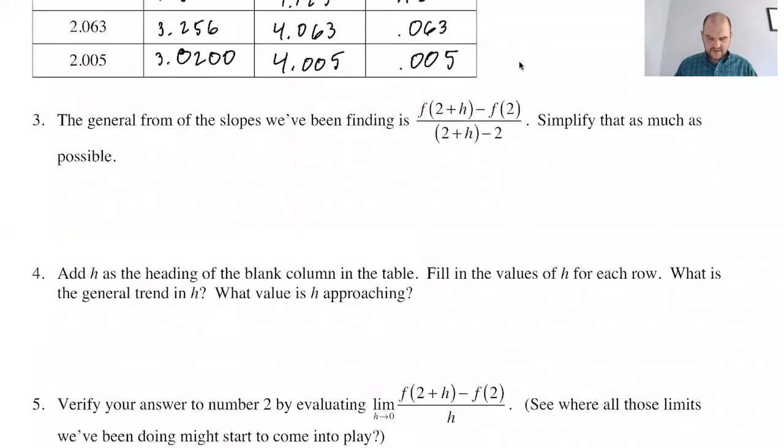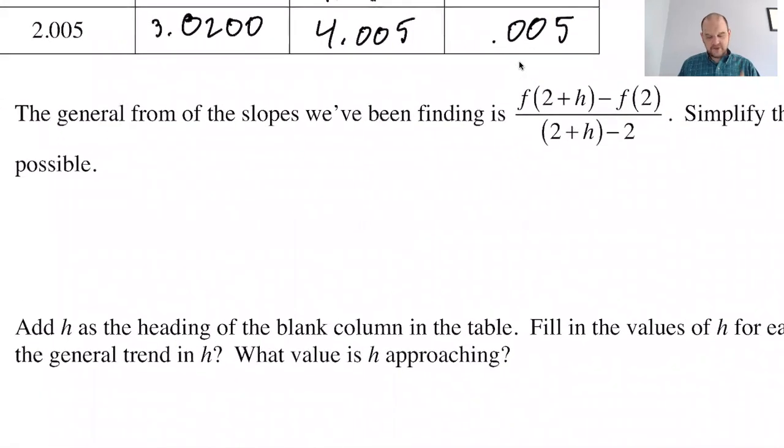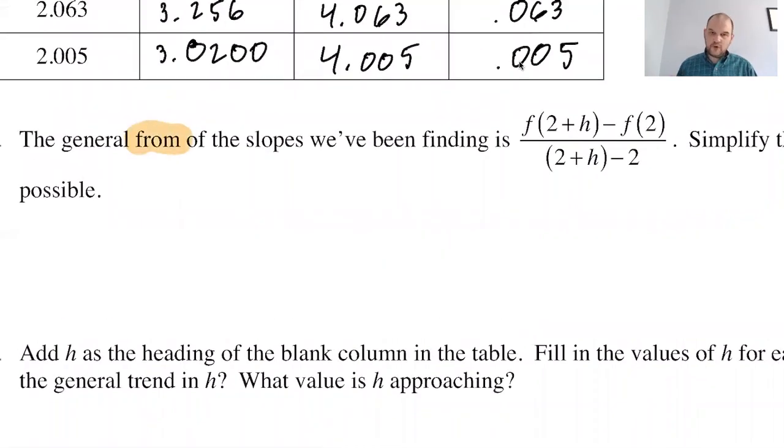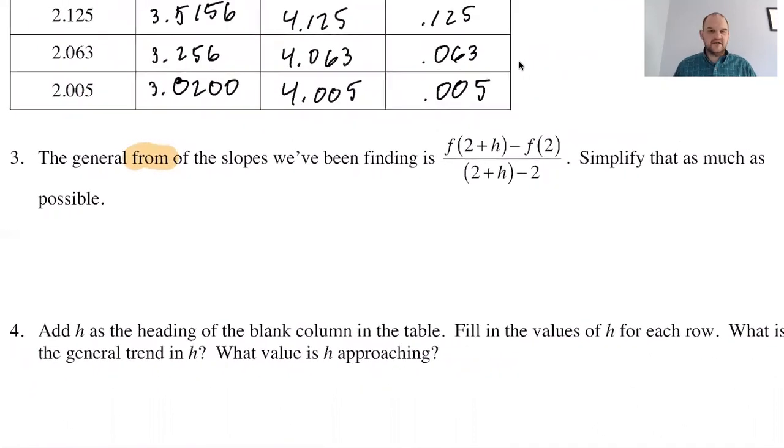First comment that I was going to make, second comment was actually about that. The first comment was the general form of the slopes we've been finding. What are you going to do? If only I could fix that typo, which I could, but will I? Probably not. The general form of the slopes we've been finding is f of 2 plus h minus f of 2 over 2 plus h minus 2. Simplify that as much as possible.